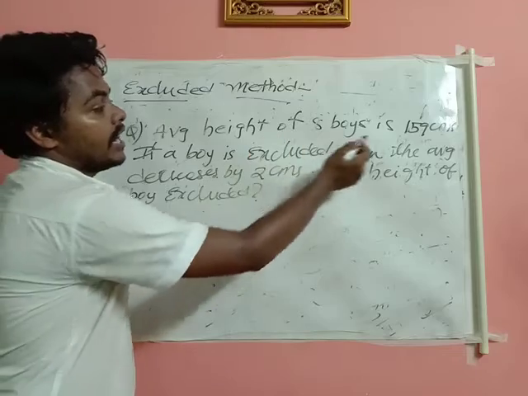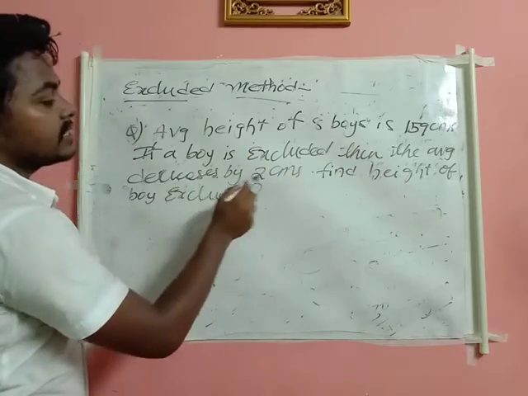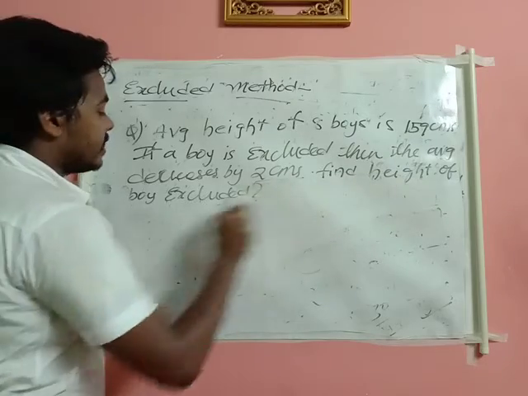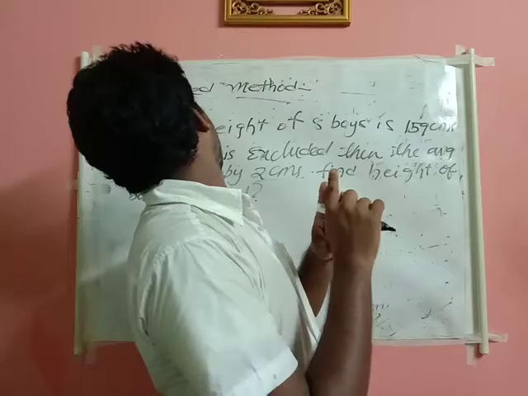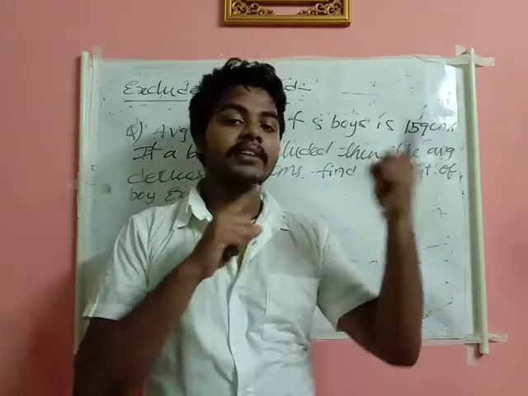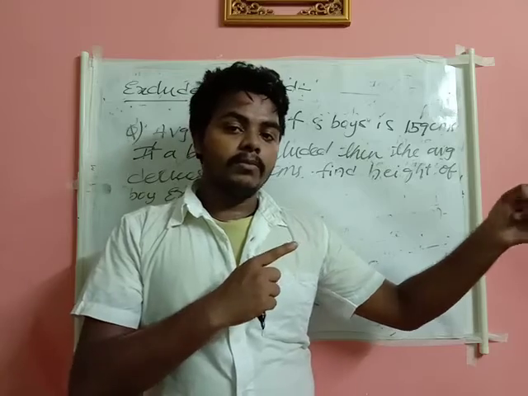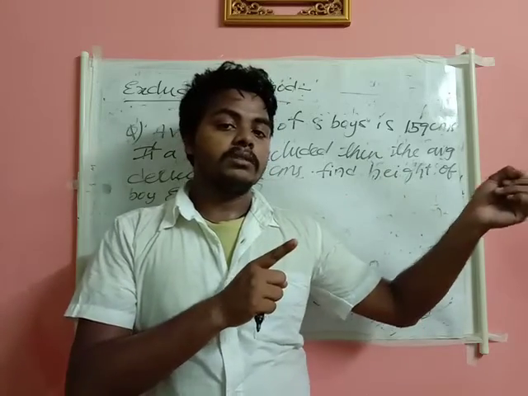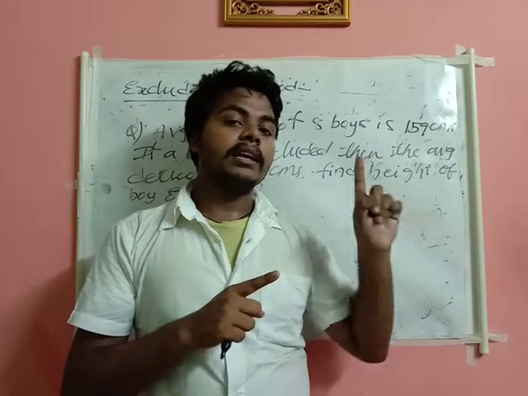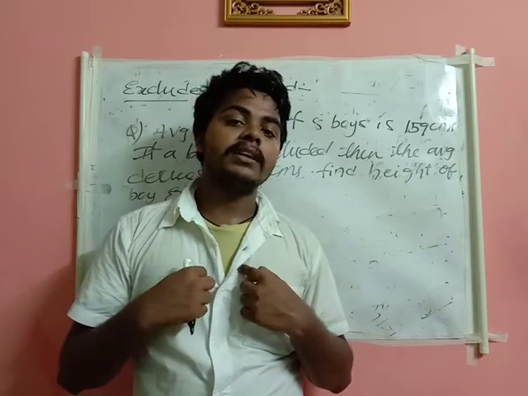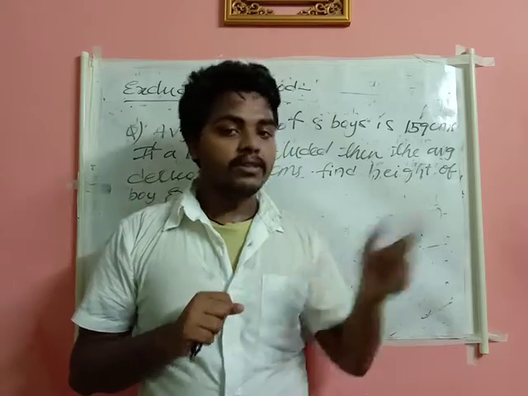Average height of 8 boys is 159 centimeters. If a boy is excluded, then the average decreases by 2 centimeters. Find the height of the boy excluded. So what is it telling? Initially there are 8 boys in a class, and the average height of the 8 boys is 159 centimeters. Now we are going to remove one boy from the 8 boys. So how many boys now? 7 boys are there. If I remove that eighth boy, my average decreases by 2 centimeters. Now he is asking me what is the height of the excluded person.